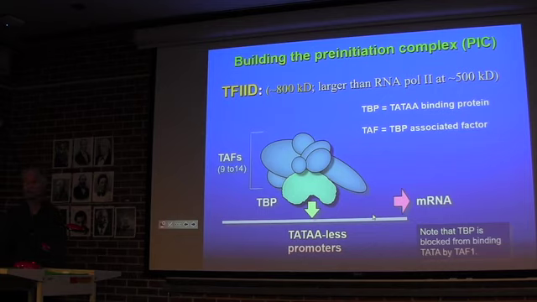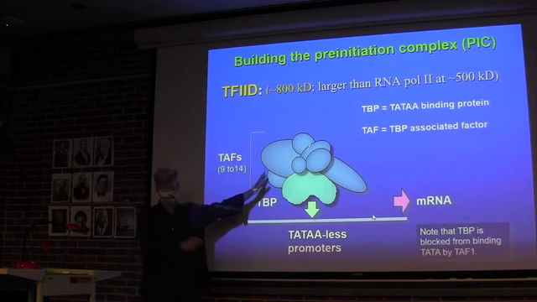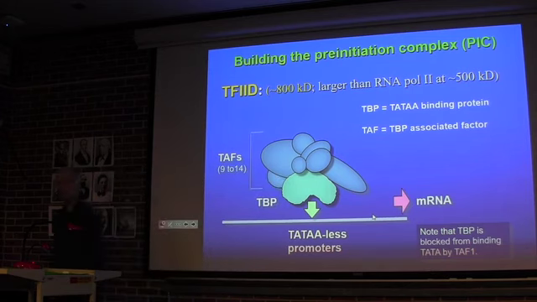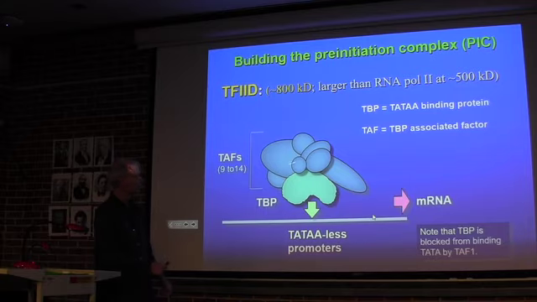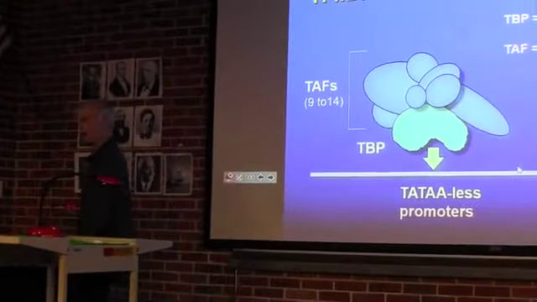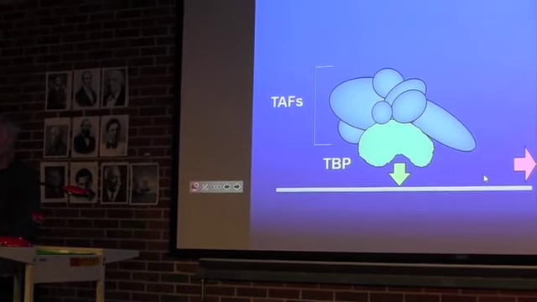Look how large it is. It's larger than RNA polymerase. Now you know who's the mama. Nucleosome 300, RNA polymerase, the big bully, is 500, but TFIID is 800 kilodaltons. Whew.